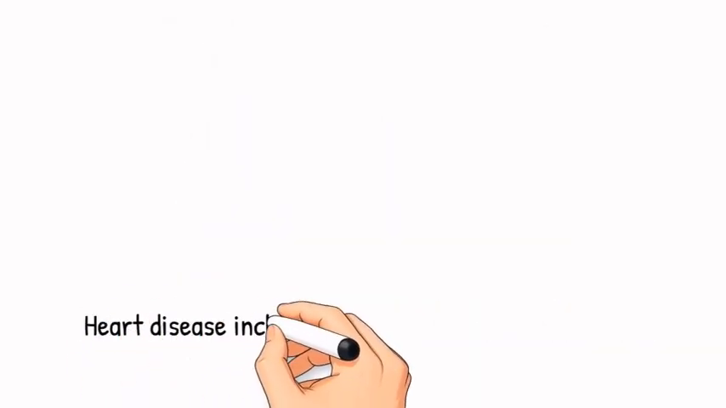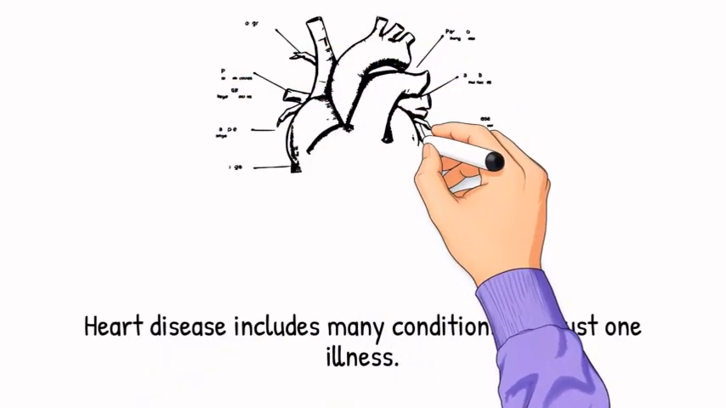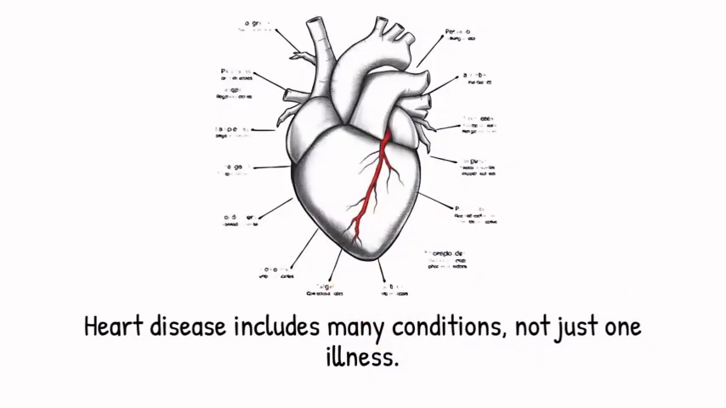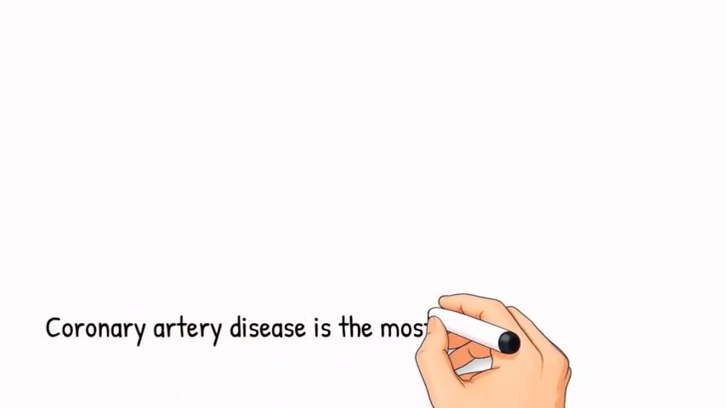Heart disease is a broad term for problems that affect the heart and the blood vessels around it. It is not one single illness. Instead, it includes several conditions, such as coronary artery disease, heart rhythm problems, heart valve disease, heart failure, and congenital heart defects. The most common type is coronary artery disease.